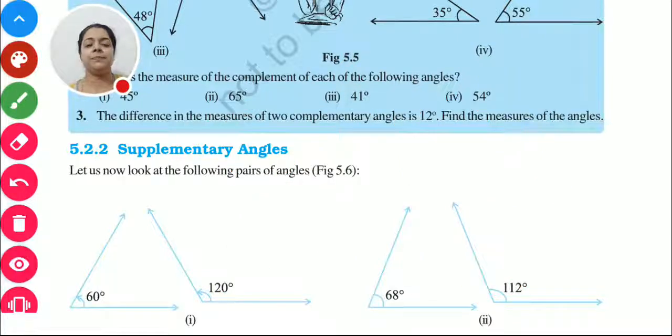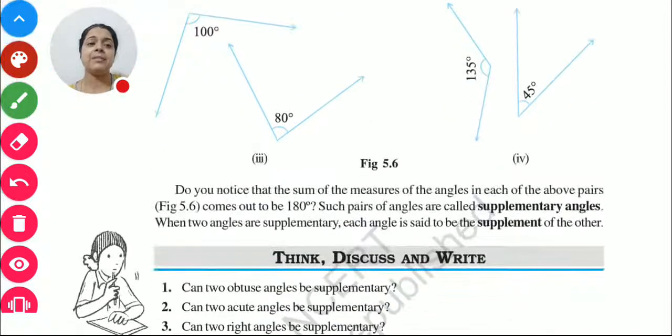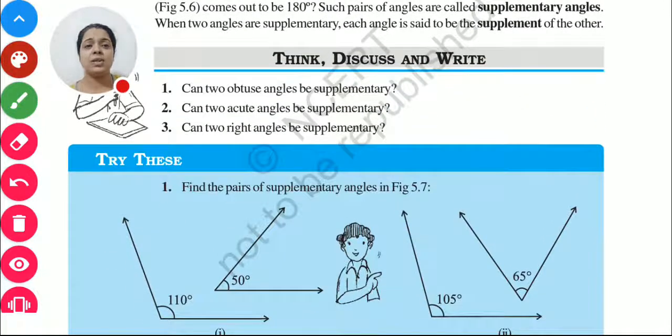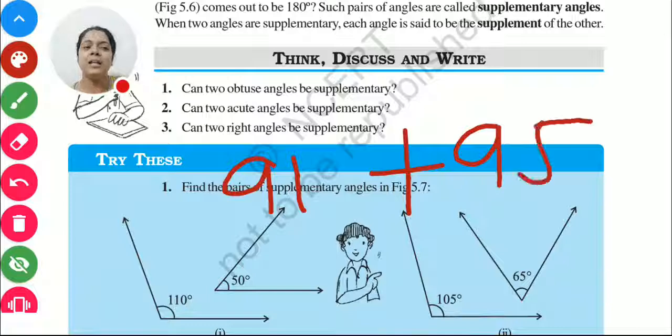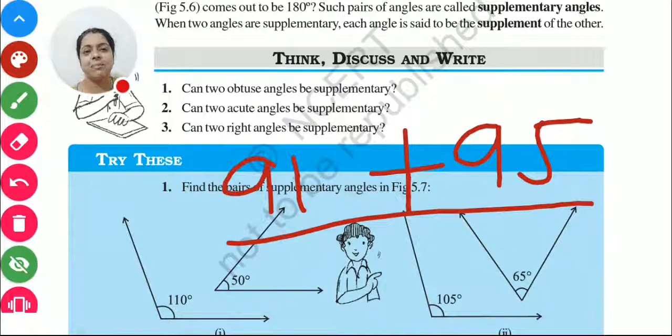Coming to the next one, again the same question comes. Can two obtuse angles be supplementary, something more than 90 degree? You just imagine, the sum should be 180 degree, and when you are taking two angles more than 90 degree, is it ever possible to make 180 degree? Let me take the smallest ones, 91 and 95. If you add them up, it is never supplementary, because it is more than 180 degree, right?